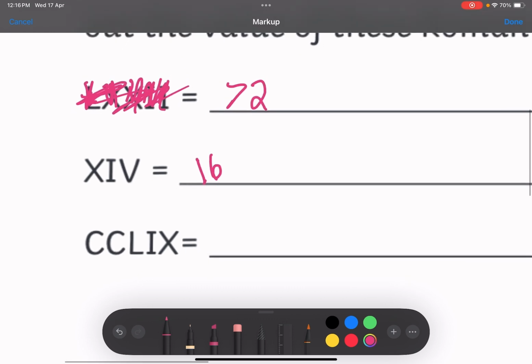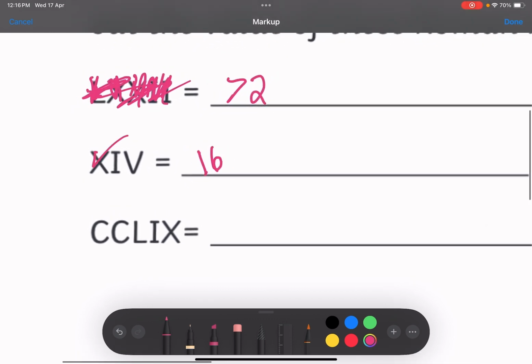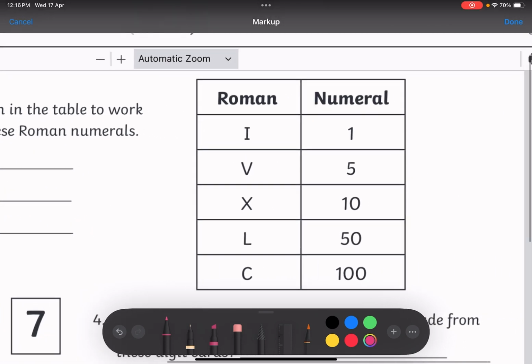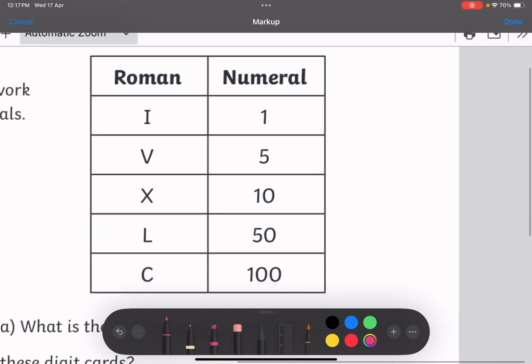Okay, now what does C equal? 100. Then 200, because there are two C's. Then 50, because of L. 51, because of I. 251. 261. There you have it, Roman numerals. Super duper simple. These are the basic ones.